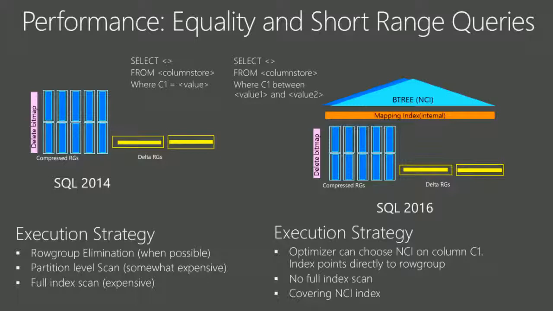And of course you can play tricks. You can have a covering NCI if I'm actually fetching a column on the customer ID and I get the next column all the time. You can create an NCI with one covering key column and then you're done. So this is very effective in improving the performance of short range queries and the quality search.